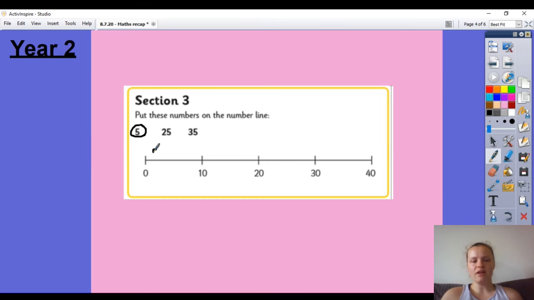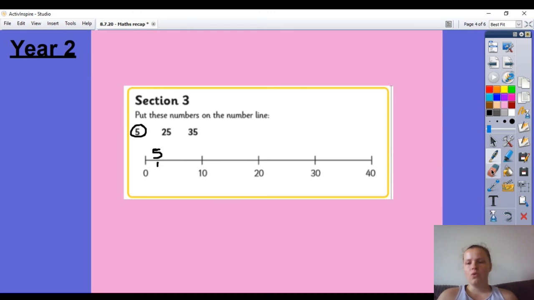But am I going to put 5 here? Do you think that's where 5 goes? We know that 5 is halfway between 0 and 10. It's the middle number. 1, 2, 3, 4, 5, 6, 7, 8, 9, 10. So 5 is a middle number. If we look there, from 0 to 10, 5 is in the middle there.